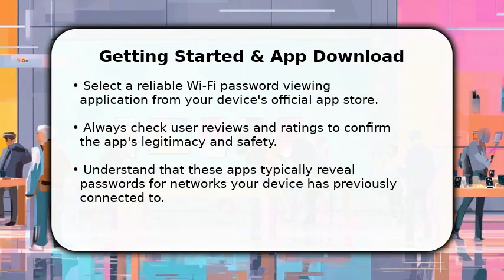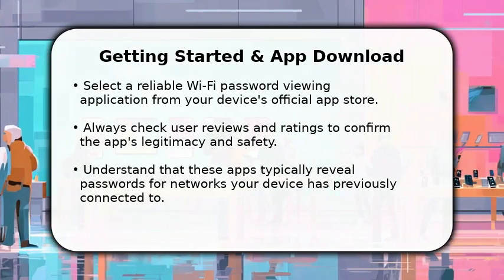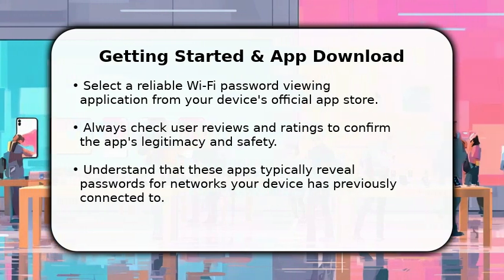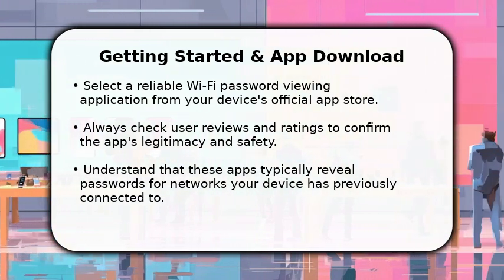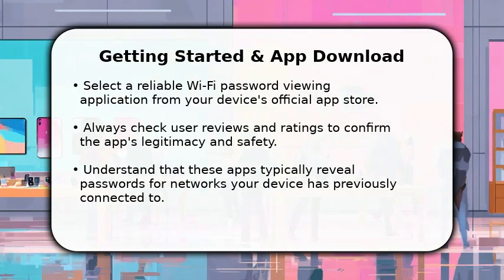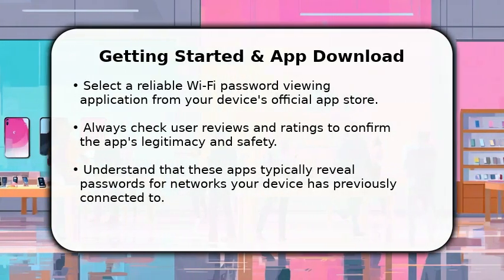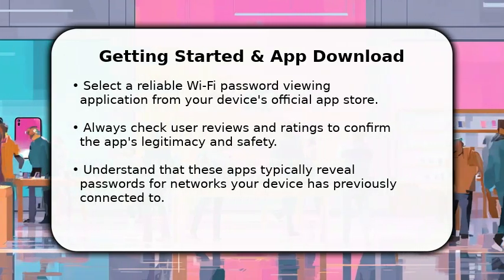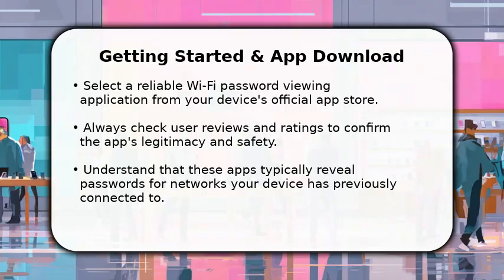Once downloaded, open the application and be ready to grant it necessary permissions for accessing your device's network information. This initial step is crucial for the app to function effectively and retrieve stored Wi-Fi details. Always prioritize security by choosing well-vetted applications.